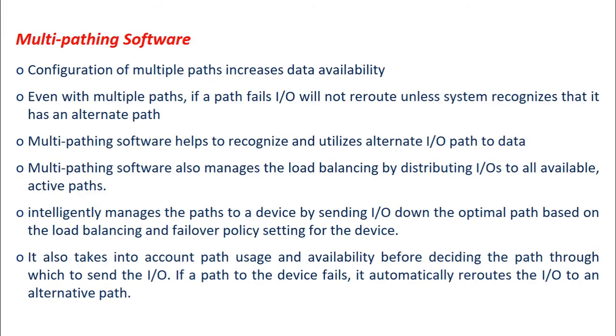Let us look at what we mean by multipathing software. Configuration of multiple paths increases data availability. Even with multiple paths, if a path fails, IO will not reroute unless the system recognizes an alternate path. But multipathing software helps to recognize and utilize the alternate input output path to the data. Multipathing software also manages load balancing by distributing the input outputs to all the available paths.